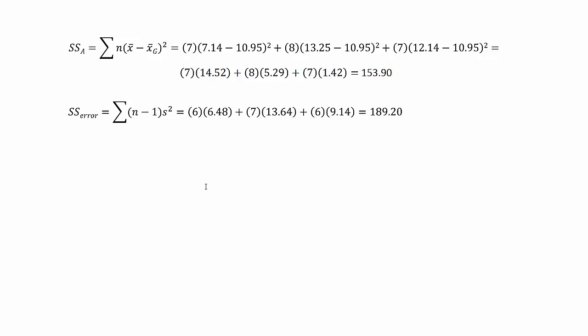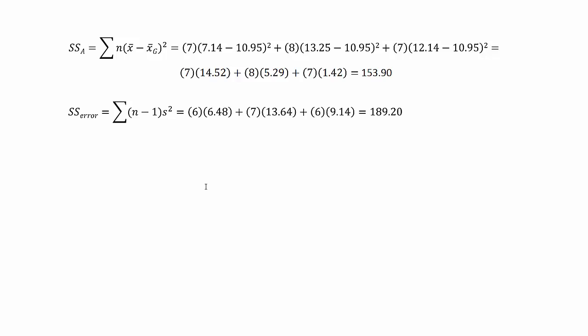Here you see I've done all the computations for SSA and SS error. I've copied over the formulas, and you can see I've plugged in the sample sizes, the n's, so 7, 8, and 7. You can see I plugged in the means from the table of means, 7.14, 13.25, 12.14. Those are the 3 group means. And then you can see the grand mean, which is 10.95. That's what I got from entering all of the data into my calculator, the total mean. You plug and chug through that, and you'll get 153.90.